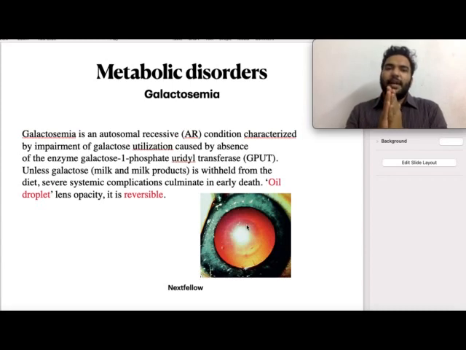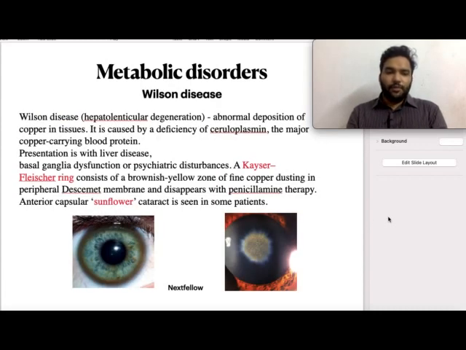If you stop galactose intake, the lens will be changed back to the original condition. That is why it's called reversible cataract. This is important from an MCQ point of view.